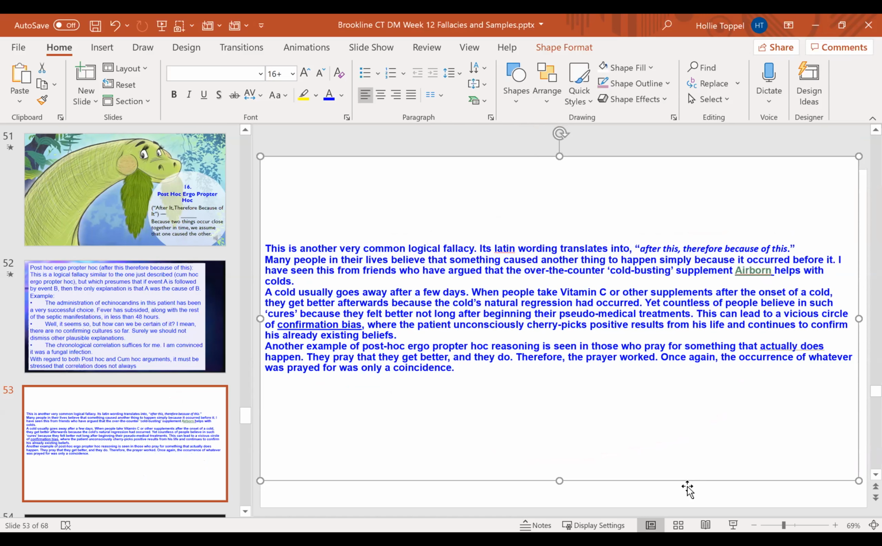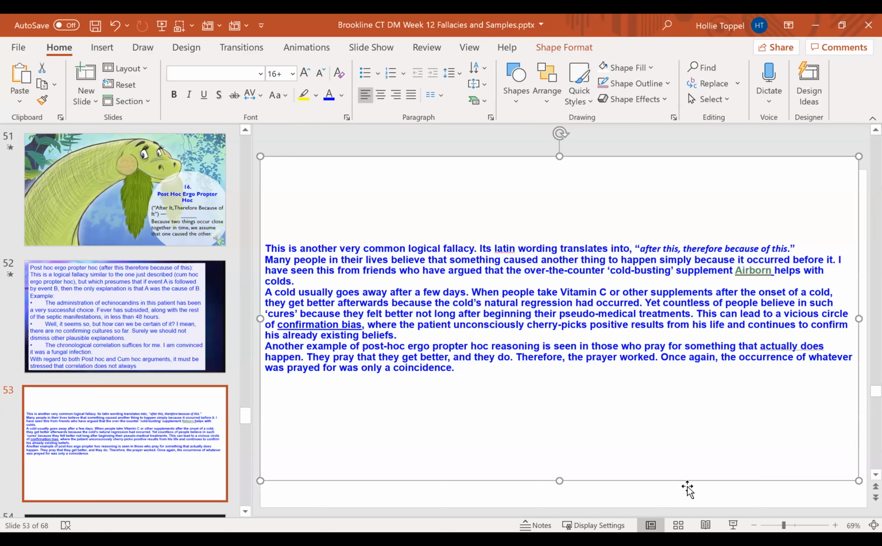All right, so I'm going back to the Latin sentence. After this, therefore, because of this, many people believe something causes something. Cold busting supplements, airborne, helps with colds. That's not always proven. What about people taking vitamin C on an onset of a cold? It's better because the cold's natural regression occurred, not because they just took vitamin C. This can cause a vicious circle of confirmation bias. Confirmation bias is you believe something happened because you believe in it, okay? Where the patient unconsciously cherry picks the positive results from his lifestyle and continues to confirm this by existing beliefs.